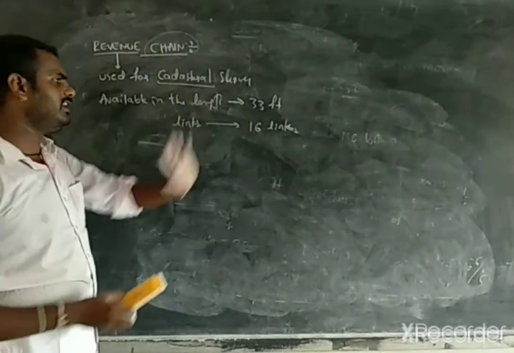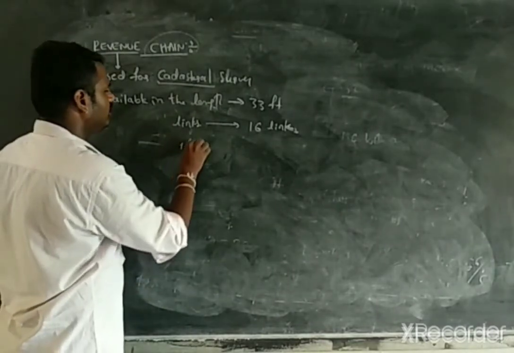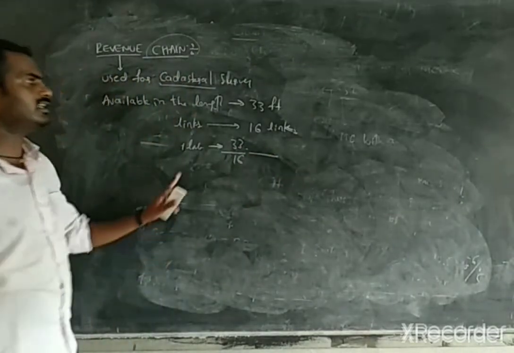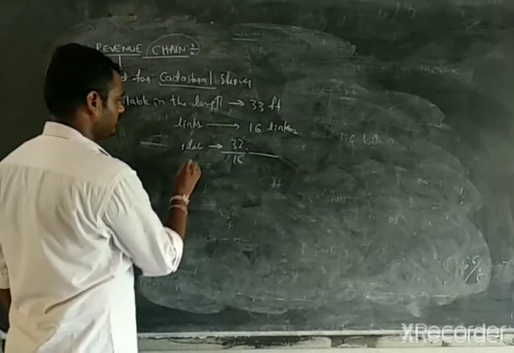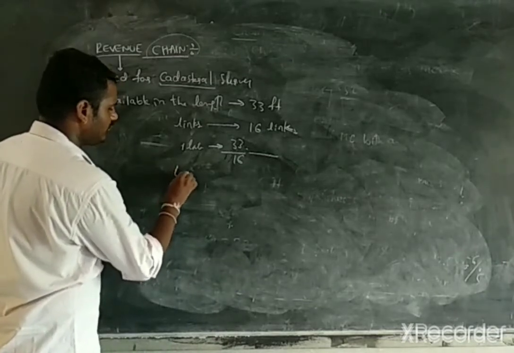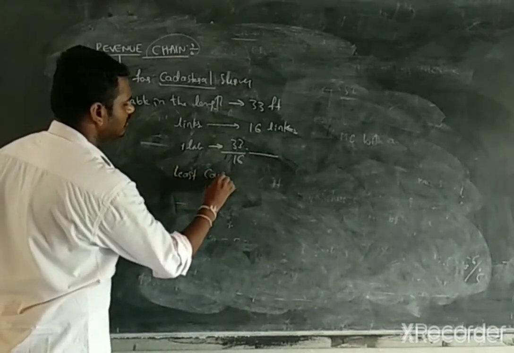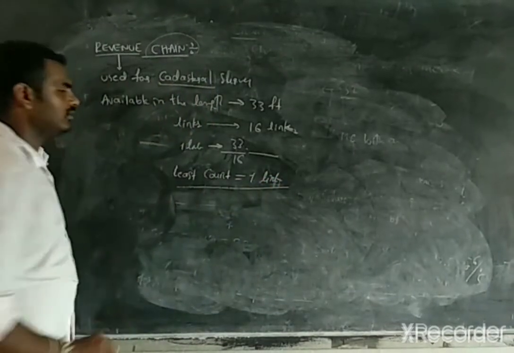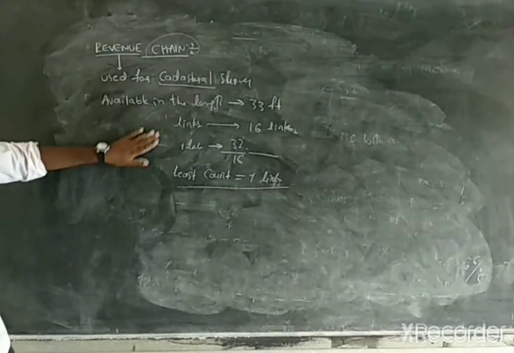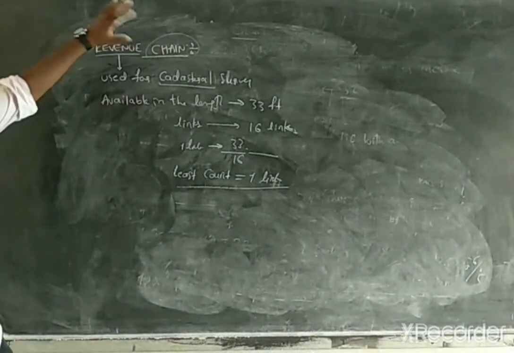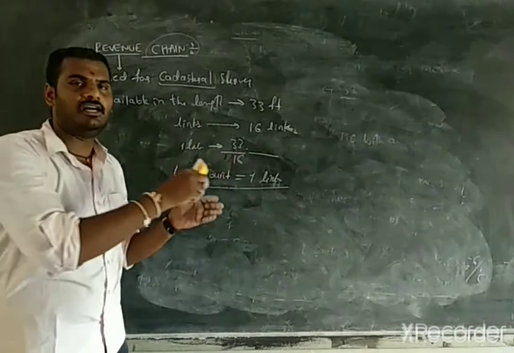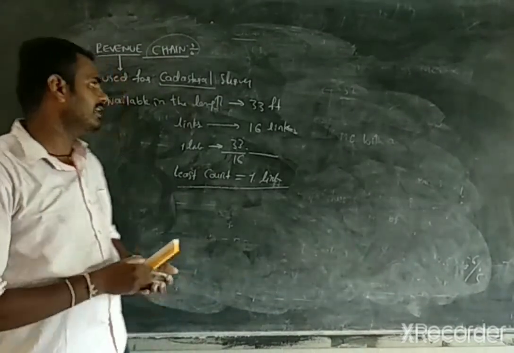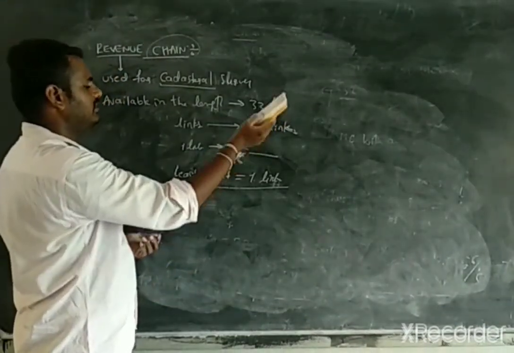16 links, 33 feet, so therefore one single link is equal to 33 divided by 16. You will get one link is equal to so and so feet. So that would become the least count in this case, equal to one link. Okay. They use this particular type of chain only for the purpose of erecting or fixing the boundary lines for a particular agricultural land. And this is available in 33 feet length, 16 links, with least count of one link.